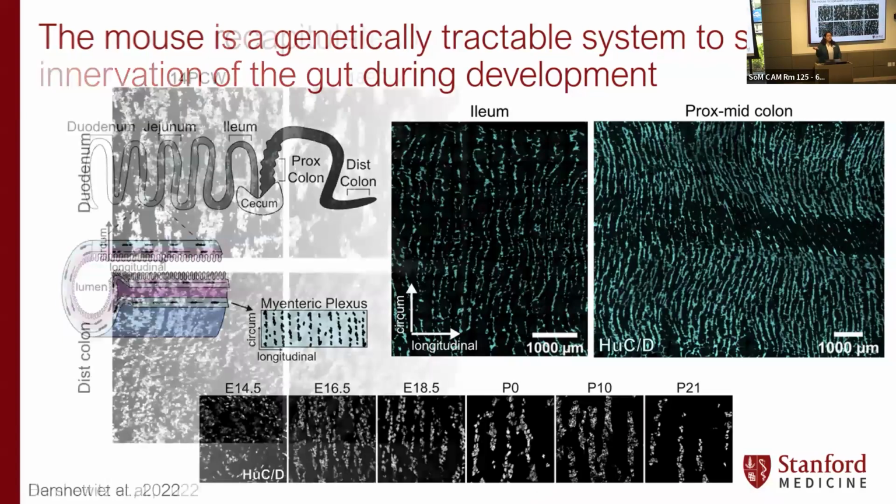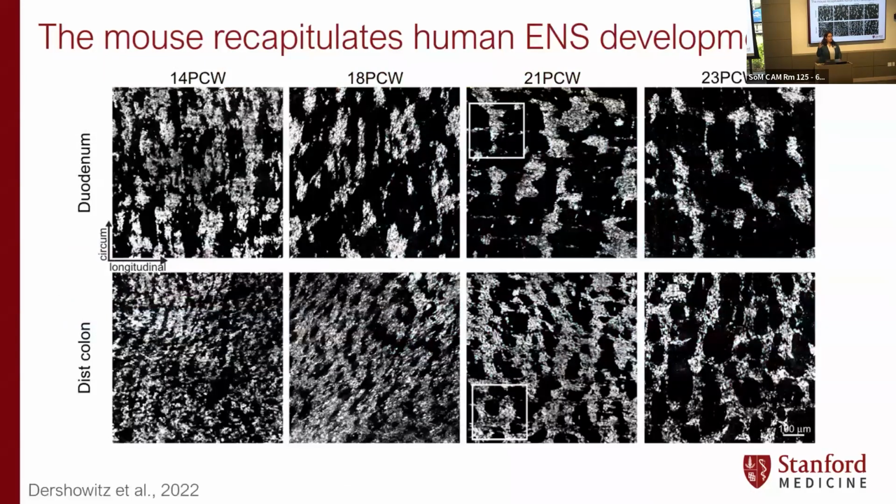And importantly, Lori showed that a similar neuronal structure also exists in the human. These are samples of human tissue, small intestine on the top and then large intestine on the bottom at different time points throughout development. Similarly, you can see early in development, these neurons are sort of scattered, not very well organized. And then as time goes on, they coalesce into these ganglia that form similar neuronal stripes. So the mouse recapitulates human ENS development, which validates our use of the mouse as a model.